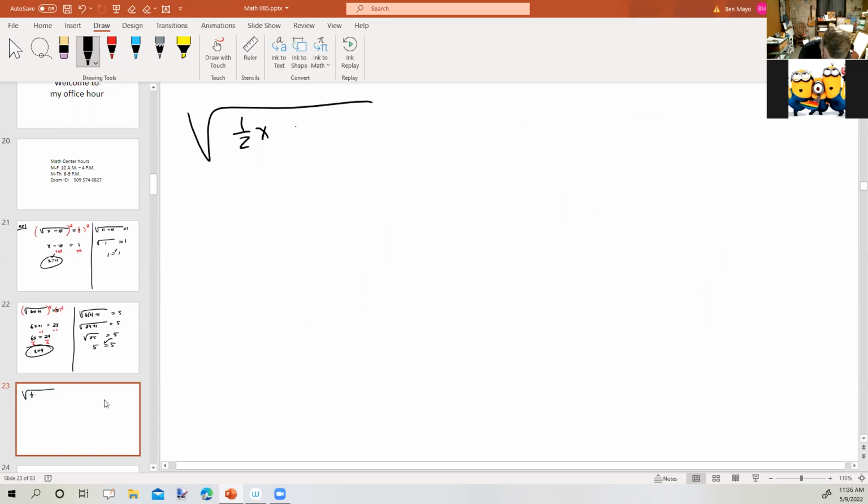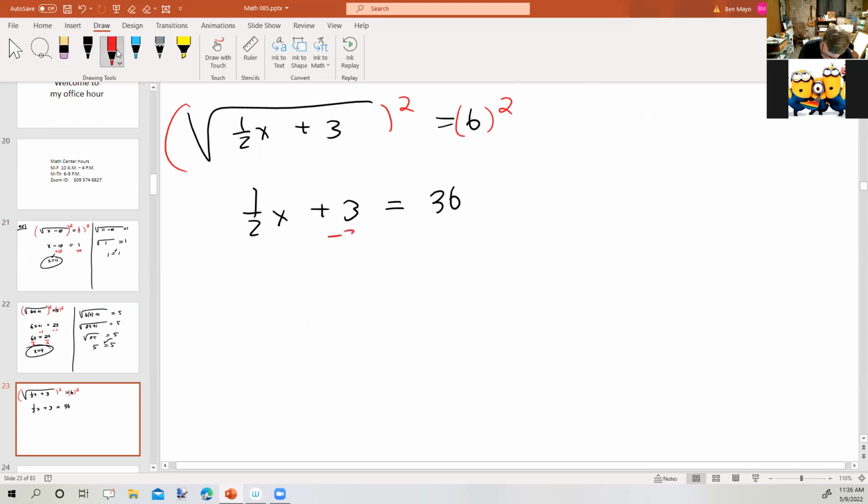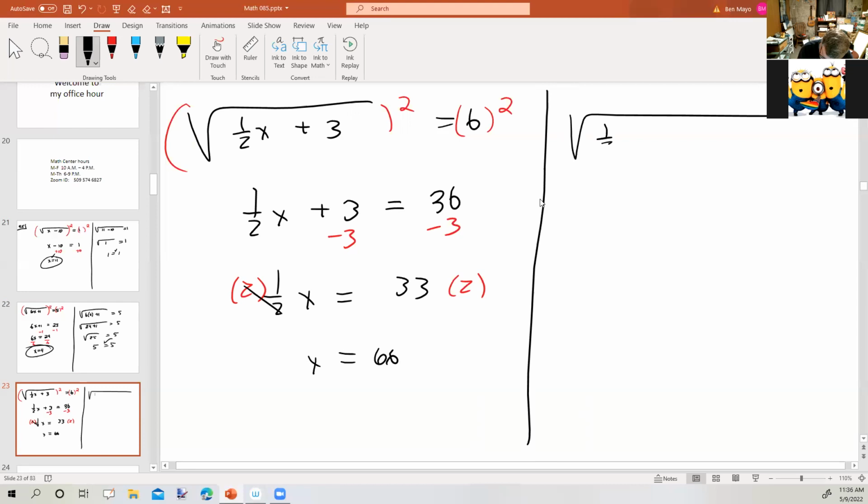Square root of 1/2 x plus 3 equals 6. Once again, the radical has been isolated and it's a square root. So we will square both sides. On the left, we get 1/2 x plus 3. On the right, 6 squared is 36. We'll subtract 3 from both sides. 1/2 x equals 33. We'll multiply both sides by 2 to clear the fraction. X equals 66. And then we'll check our work. So we have the square root of 1/2 times 66 plus 3 equals 6.